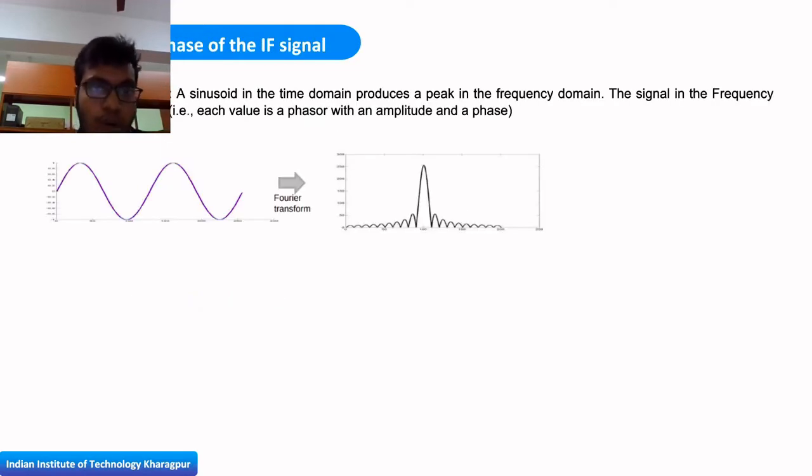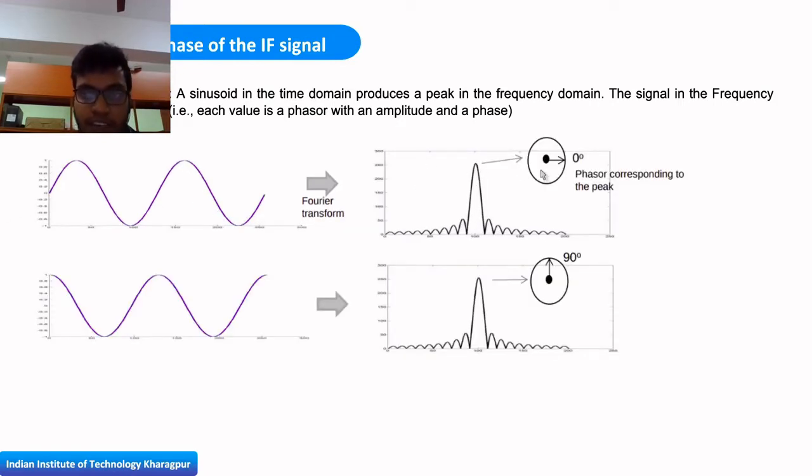Now we need to understand the phase of this IF signal. If you have a time domain signal and apply the Fourier transform on top of that, you will get two different pieces of information. One is the frequency domain spectrum, which gives you a peak for a particular frequency magnitude, and the other is the phase. The Fourier transform is basically a complex number. It gives you magnitude and phase, where phase is basically the starting point of the time domain signal.